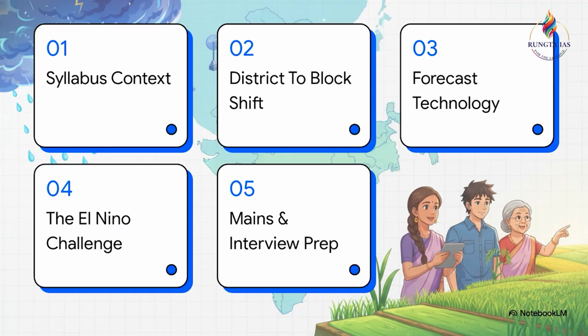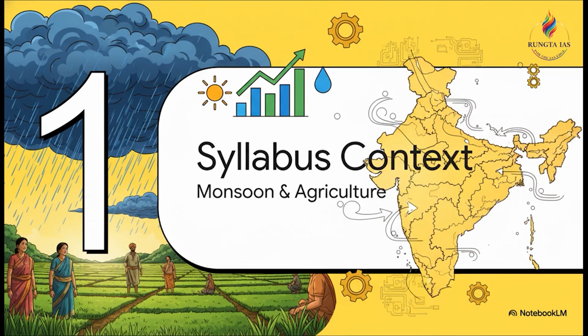Here is our quick academic roadmap for today's session. We'll be looking at 1. Syllabus context and relevance, 2. The district to block level shift, 3. The technology behind the forecast, 4. The El Niño challenge, and finally, 5. Mains and interview preparation. Notice how this flow mirrors the exact framework you should be using to structure your mains answers. Let's kick things off with Section 1, Syllabus, Context, and Relevance.